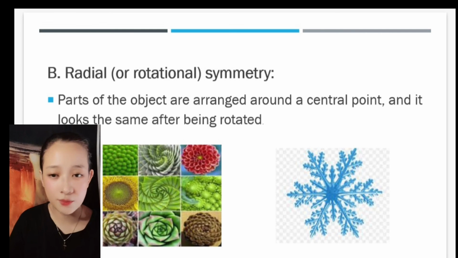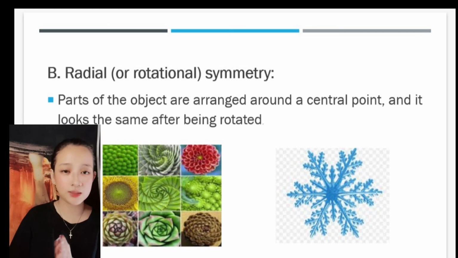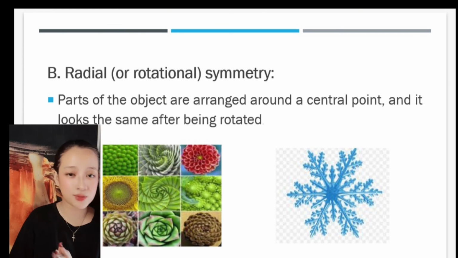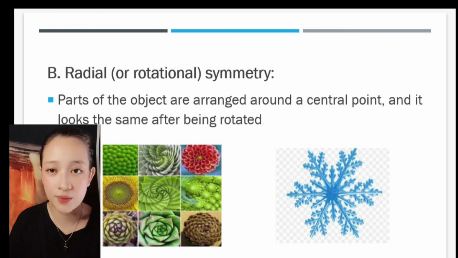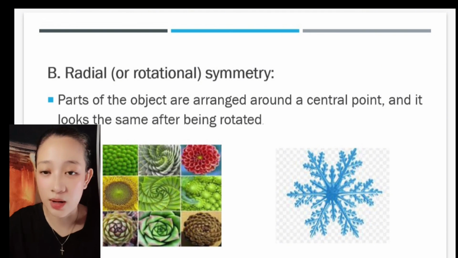And the second one is radial or rotational symmetry. The parts of the object are arranged around a central point and it looks the same after being rotated. So radial symmetry is a type of symmetry where parts of an object or organism are arranged around a central point or axis. This means that the structure looks the same when rotated at certain angles.